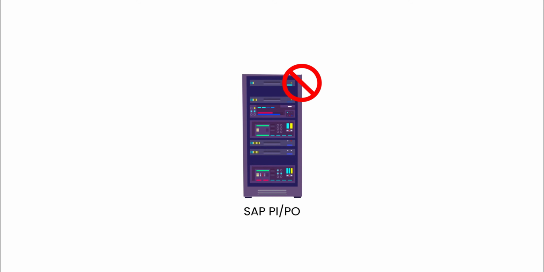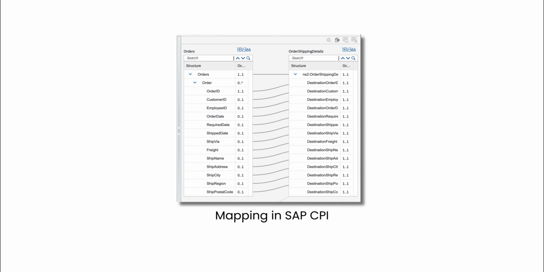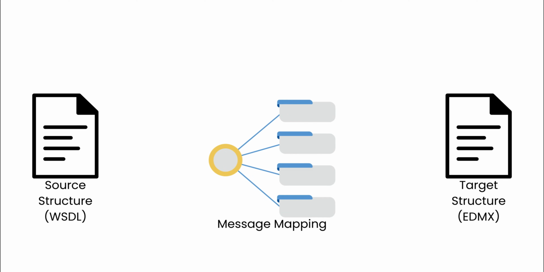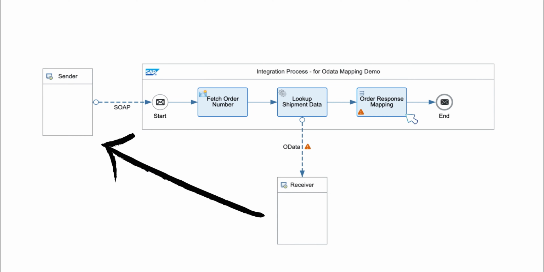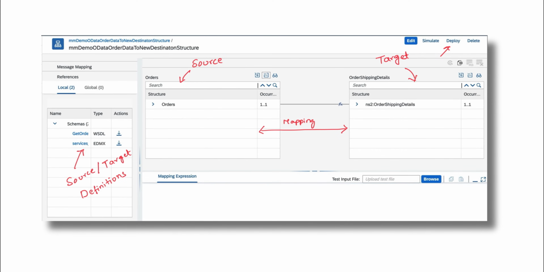If you don't have an SAP PO system and you still want to practice mapping implementation, this is the right demo. In this demo, I'm going to upload the source structure and the target structure to implement message mappings graphically. I'll use that message mapping in the integration flow to map the OData response of order details to the target structure. I'm going to briefly explain the message mapping feature of SAP CPI.